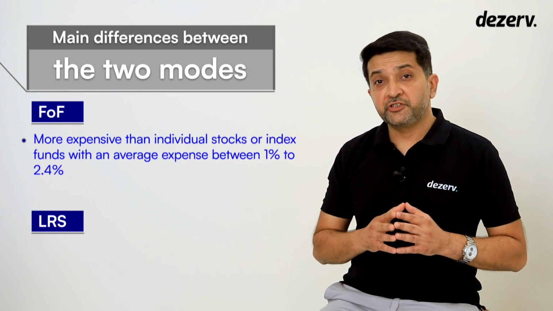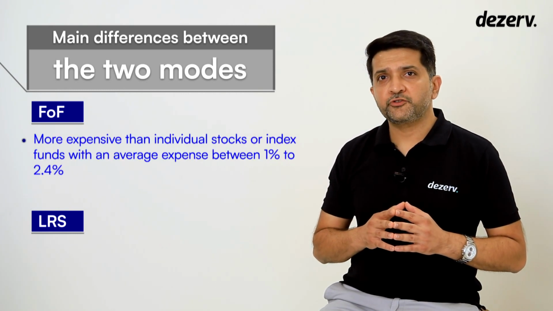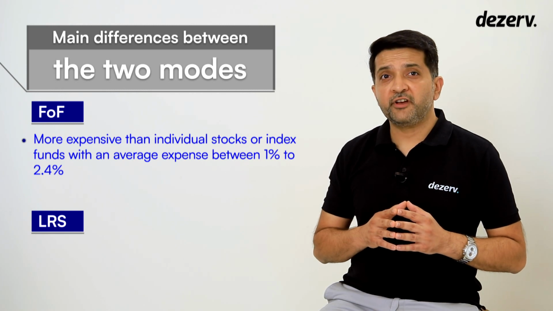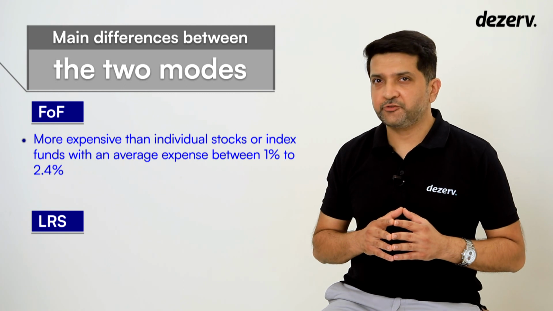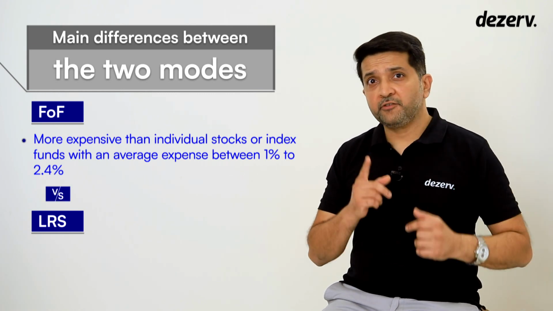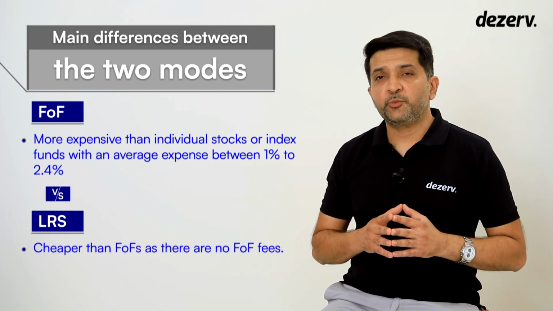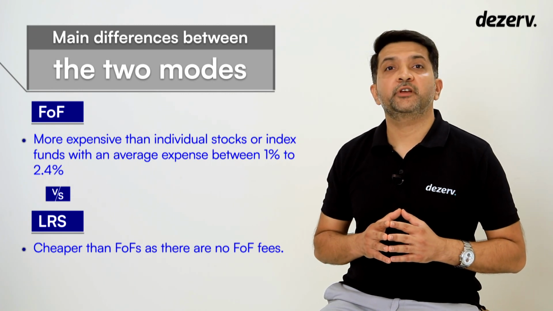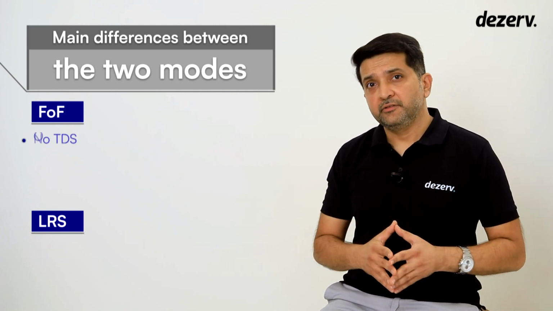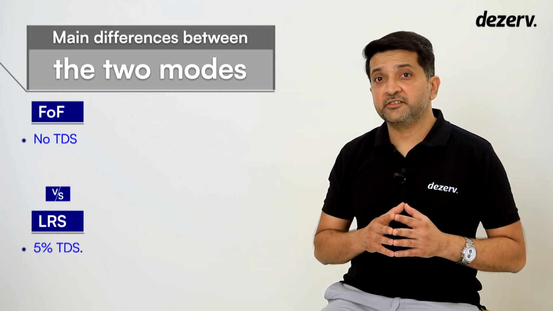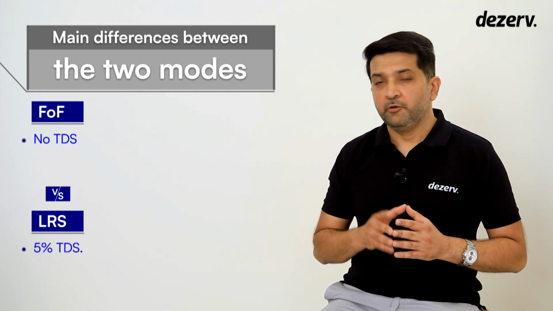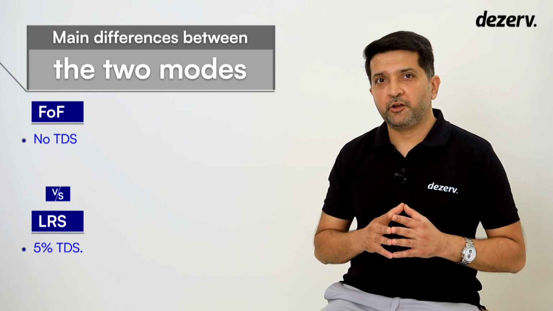Fifth, since fund of funds invest in foreign offshore funds, the cost of investing is typically higher than investing in individual stocks or index funds. On average, the expenses of these funds range anywhere between 1% to 2.4%. Sixth, from a tax perspective, investing money under LRS results in a 5% TDS, which is not the case when you're investing in fund of funds.